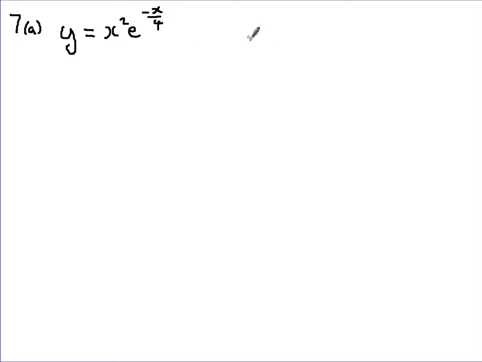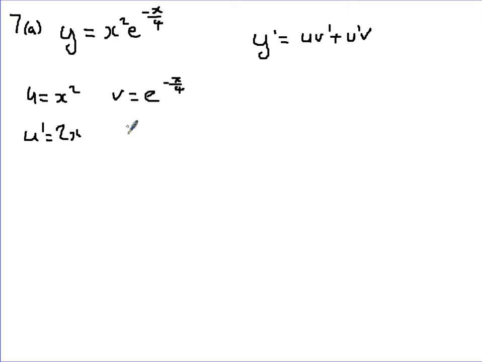So the first thing we're going to have to do is find out what that is. Now we're going to use this part. Now u we're going to put as x squared, v is going to be e to the minus x over 4. So u dash then is 2x, and v dash, we're differentiating, so the minus will come down. So it'll be minus a quarter e to the minus x over 4.